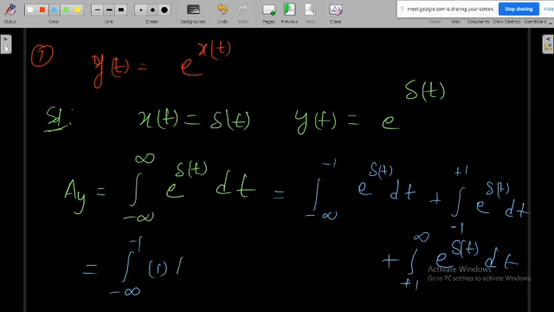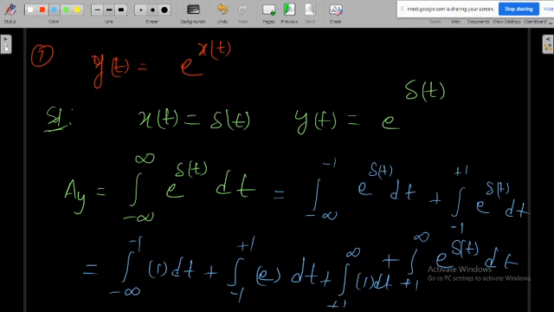Again, when you are between minus 1 and plus 1, exactly at t equal to 0 the value is 1, but in all other cases it would be some finite value, no problem. So the middle integral may provide a finite value, but what about the extreme integrals, from plus 1 to infinity of 1 dt? This one and this one will provide infinite value.